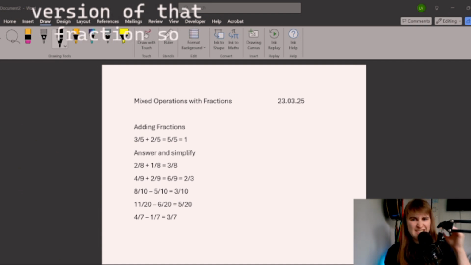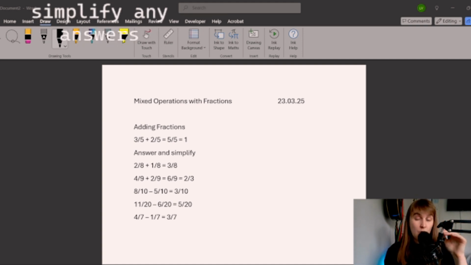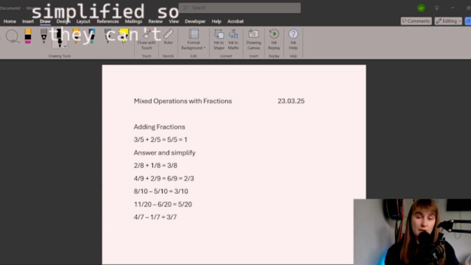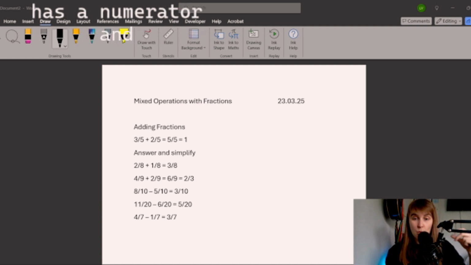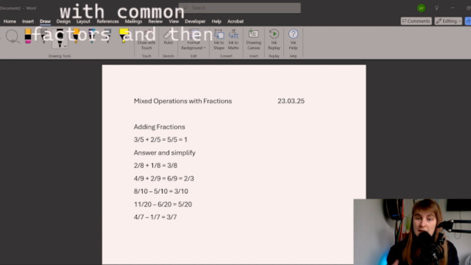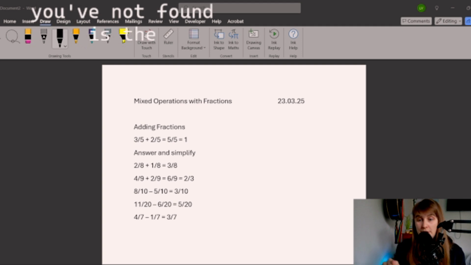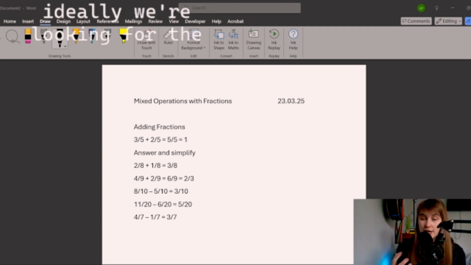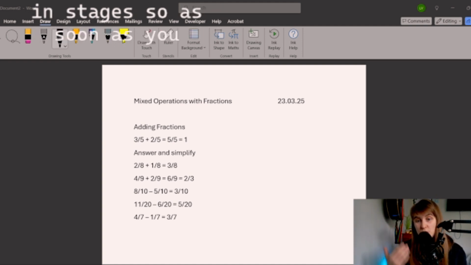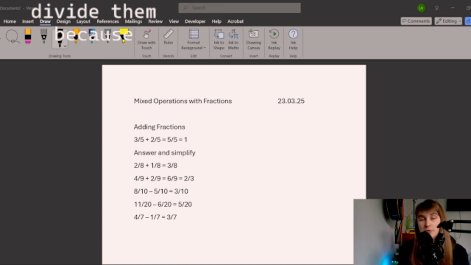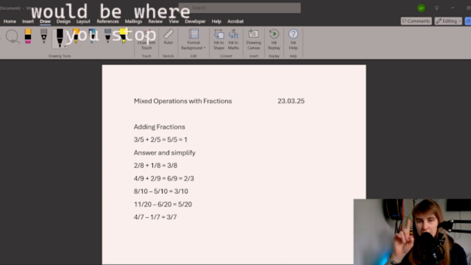So I'm going to give you 30 seconds. I'm going to be really mean with this. Just want you to simplify any answers there that we've got that can be simplified. So they can't all be simplified, but some of them can. So look for the fractions that have a numerator and a denominator with common factors, and then divide them. If you divide it and then recognize that it can divide again, that means what you've not found is the highest common factor. So ideally, we're looking for the highest common factor, but it's fine to do it in stages. So as soon as you get to a stage where you can no longer divide them because they don't have any common factors, that means it's in its simplest form. So that would be where you stop. Okay, I'm just going to give you 30 seconds now.